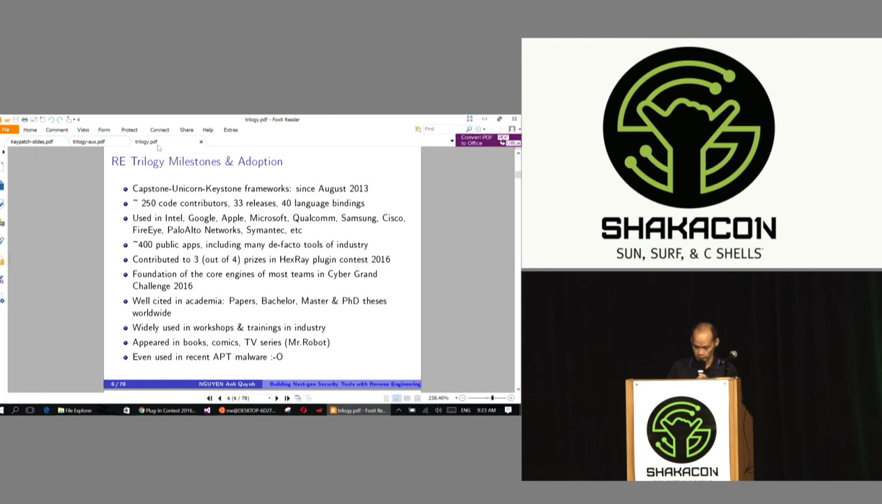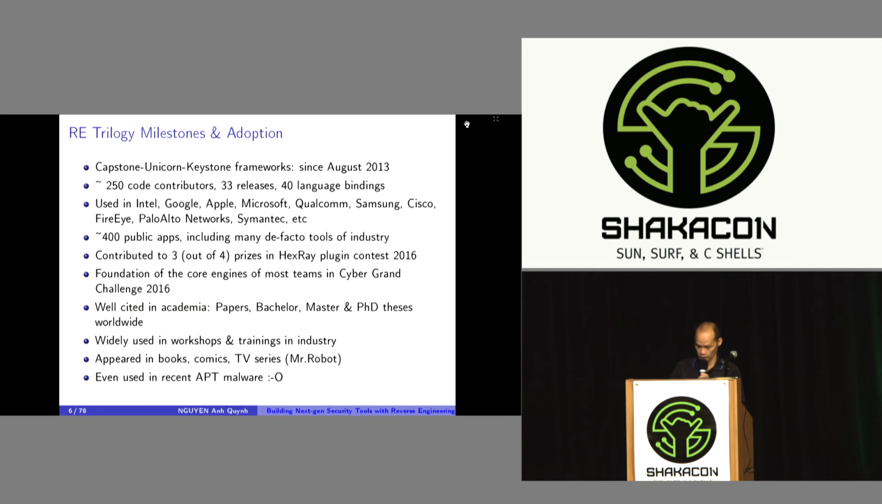And one more thing. Last year we had a very exciting competition in Vegas named the Cyber Grand Challenge. I think everybody here knows it, right? It was the first ever competition organized for machines to automatically find and exploit vulnerabilities in software. There were eight teams in the final, and I'm very happy that most of the teams built many small tools at their core, and most of them used either Capstone, Unicorn, or Keystone inside.